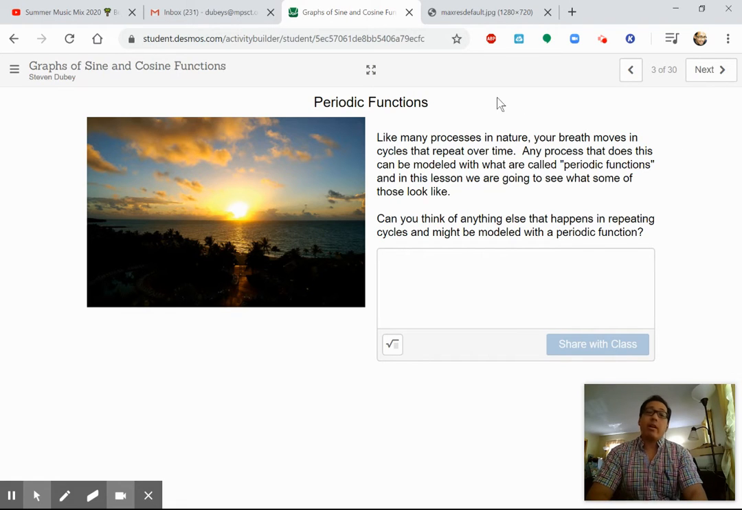So today we're going to talk about periodic functions, and you might have never heard that term before, but I'm just going to read this slide with you. Like many processes in nature, your breath moves in cycles that repeat over time, right? That inhale, exhale, and it repeats over and over again. Any process that does this can be modeled with what are called periodic functions. Periodic means it repeats over a certain period of time. And in this lesson, we're going to look at what some of those look like.